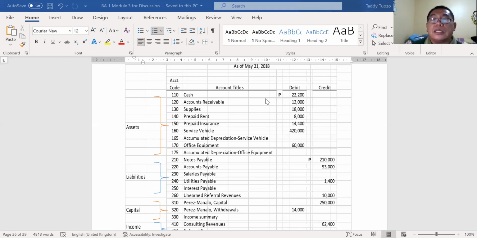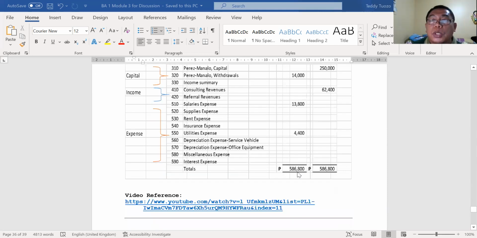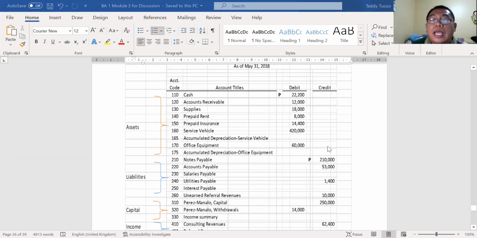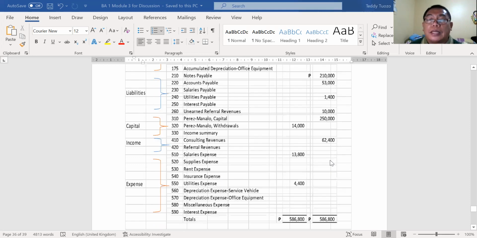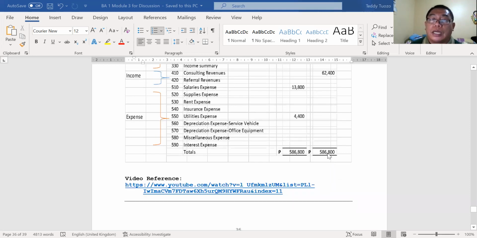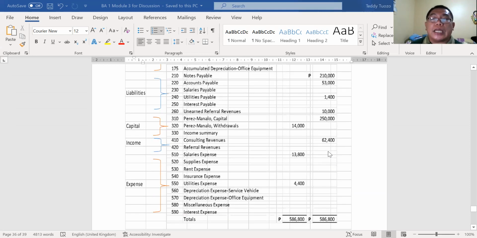Then account titles, the peso sign, no? The peso sign is only written on the first entry for the debit column. And also on the last entry, the total columns of the debit columns. And also on the first entry on the credit column and the last entry or the totals of your credit column. Ana ra siya. Ha?